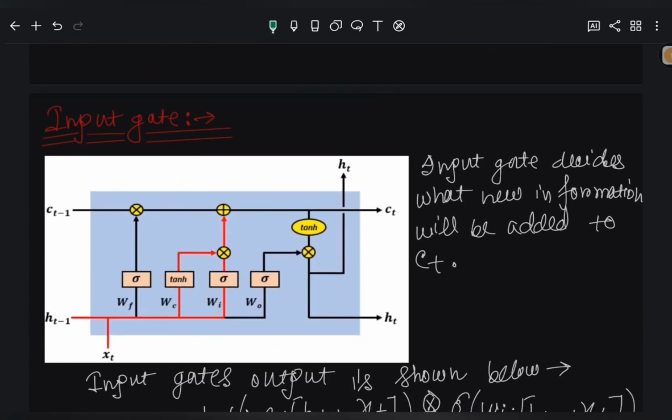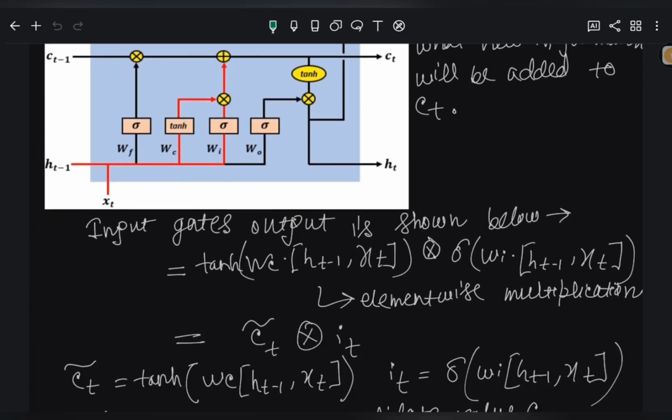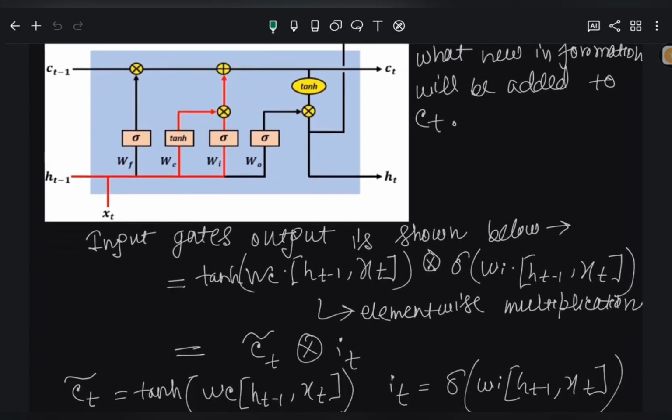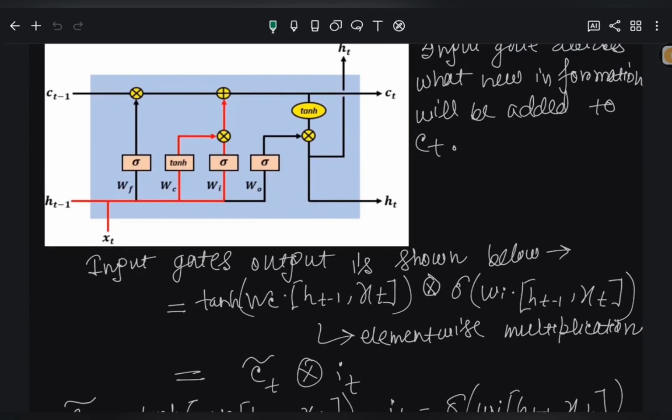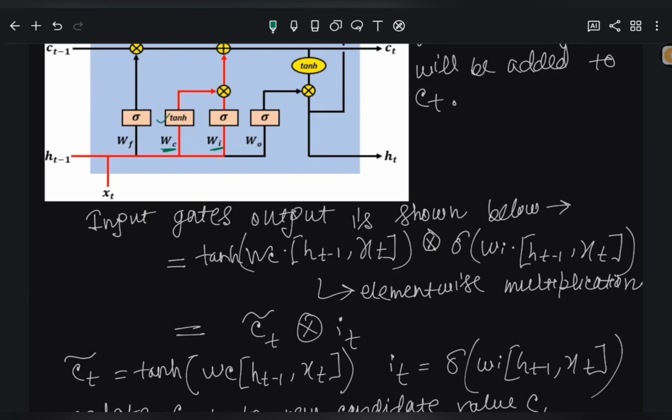Now let's come to what the input gate is, right? In the input gate, we decide what information will be added to the ct. In the case of the forget gate, we were eliminating a few pieces of information from the previous cell state, but using the input gate, we decide what new information will be added back to the ct, right? So if you look at the math or the equations, it has two sections. This is the weights associated with this part, and we also have weights wc and wi. With the help of wc, we take the tanh activation function, and we get this ct dash.